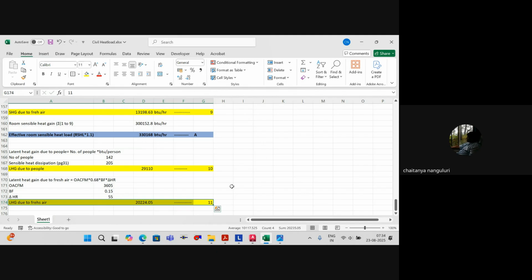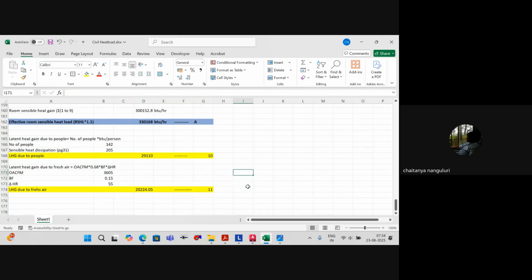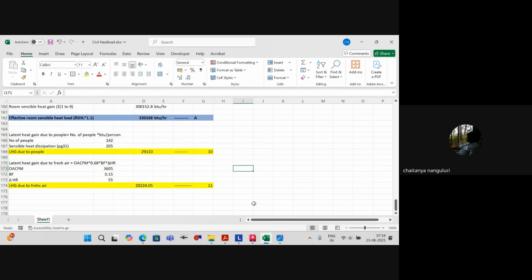Is there anything else because of which I have a latent heat? Don't you think we have completed it? Hello, I'm audible? Yes, audible, sir. So do you think anything else is required, or is it sufficient? This is the total latent heat load we got because of people and because of fresh air.